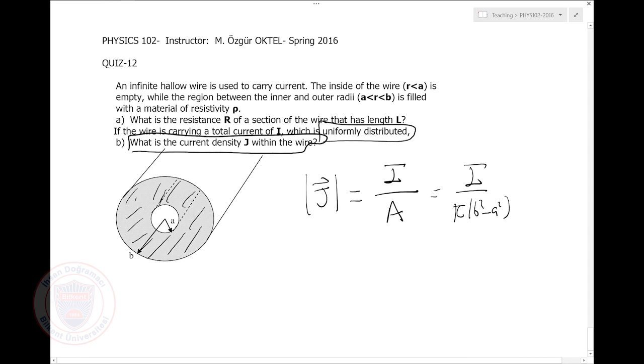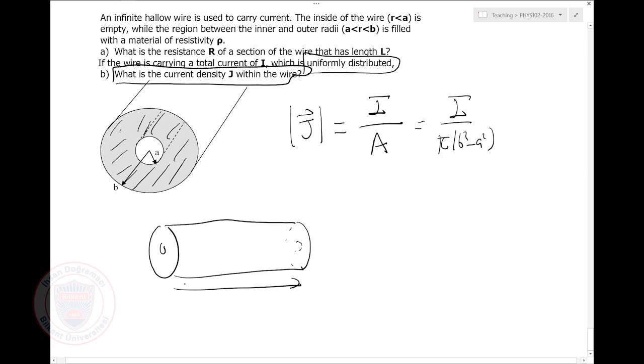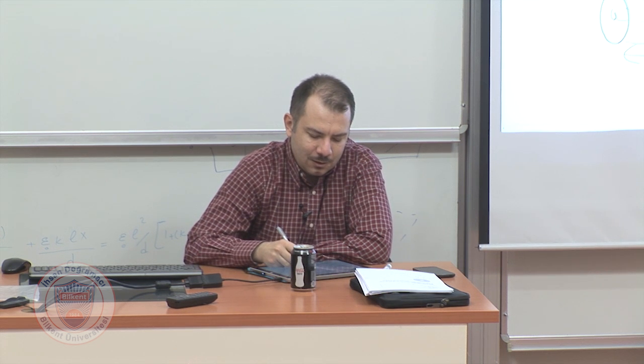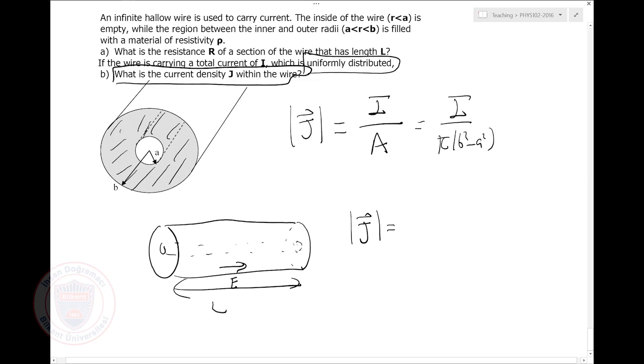Good. Now, what is the resistance of a section of wire that has length L? So I have this hollow wire. I cut a section of length L. What will be the resistance? If there is a uniform electric field inside, what will be the current density on the inside? That was the definition of my resistivity. It will be 1 over rho times the electric field magnitude.